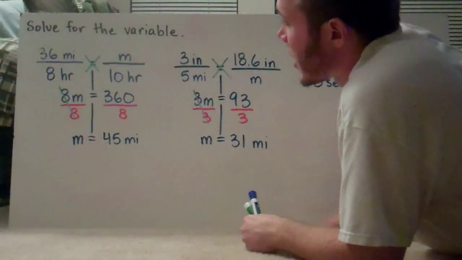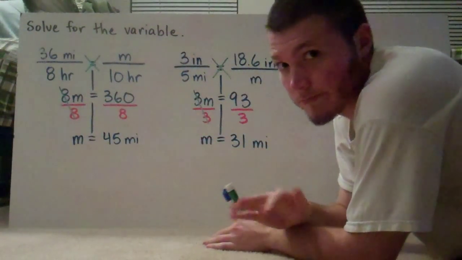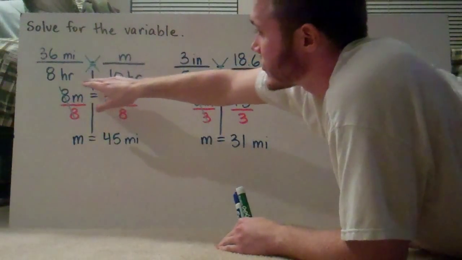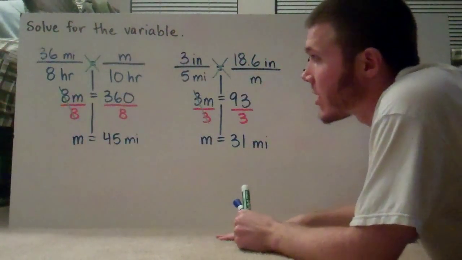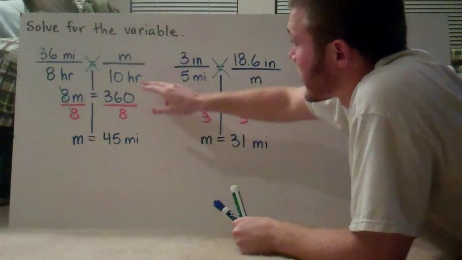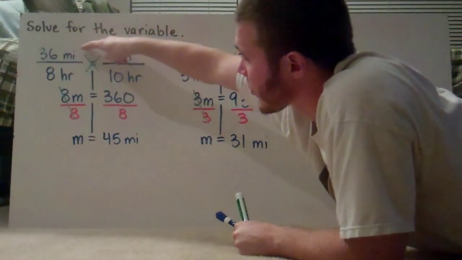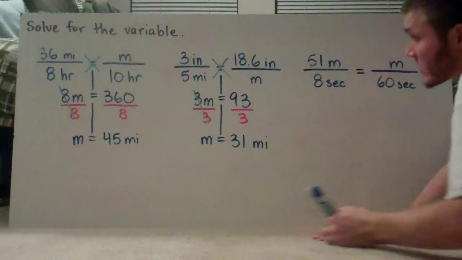I'm going to cross multiply. Alright, and before I do that, notice something, class. See how both of these values are in the same unit of measurement? These are both hours. The tops are both miles. Same thing with the rest of these.